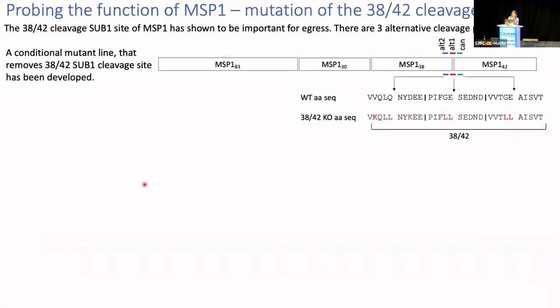And so just to conclude this cell biology, we wanted to look at ways of probing the function of MSP1 without completely eliminating the protein. Because we knew this 3842 cleavage site of the serine protease SUB1 had been shown to be important in parasite viability, what we did was we created a mutant that has this site completely eliminated, based on what's known of the enzyme's preferences.